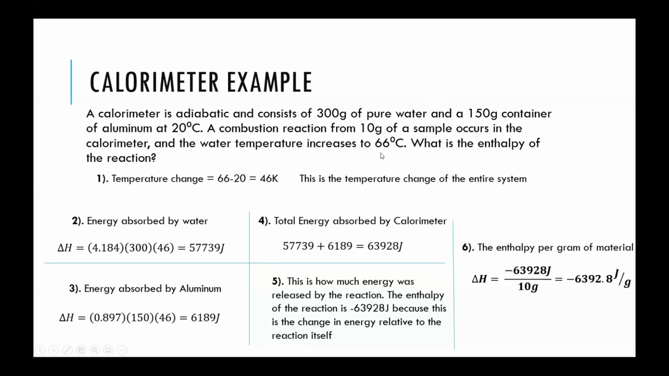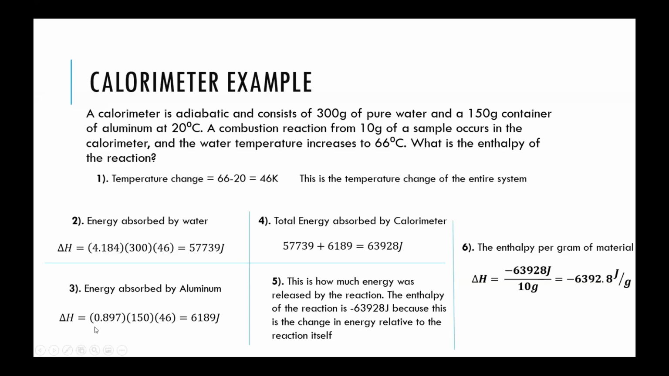So first thing, you're looking at each component separately. The temperature change overall goes from 20 degrees to 66 degrees, a change of 46 degrees Celsius. So the energy absorbed by the water would be the heat capacity of water times the mass of water times 46. So overall, the water in the calorimeter absorbed 57,739 joules.